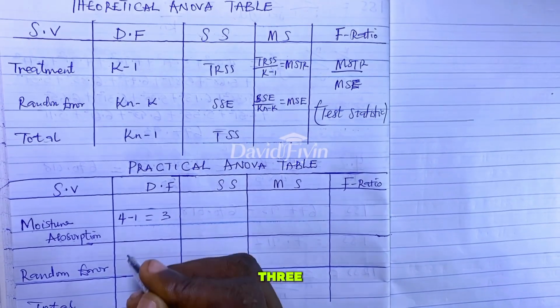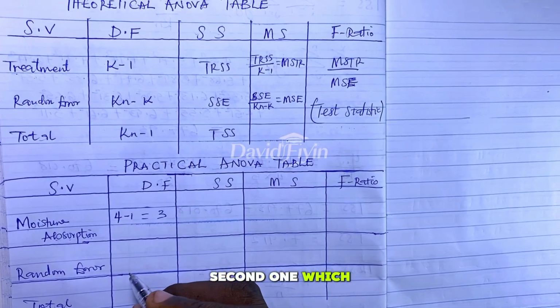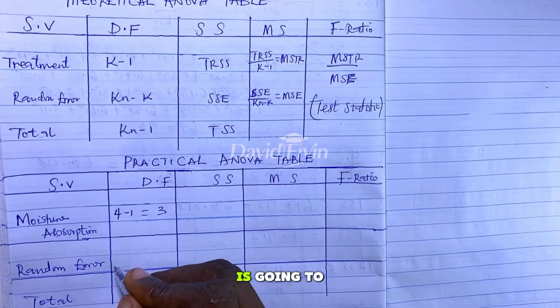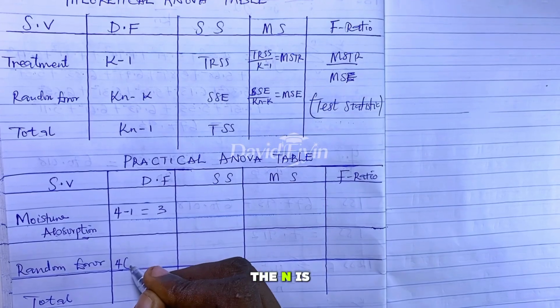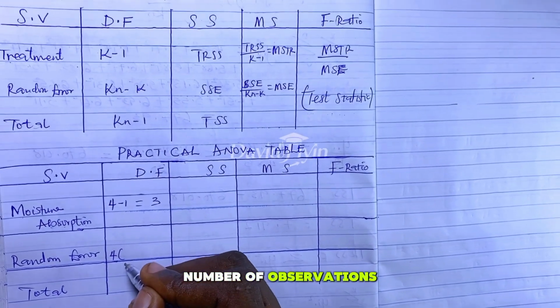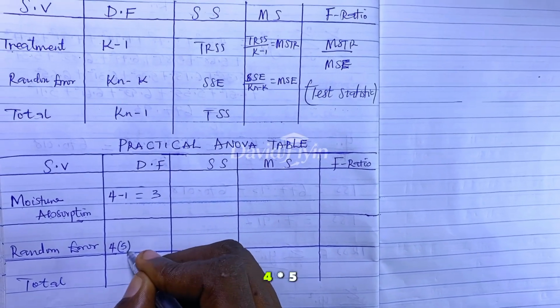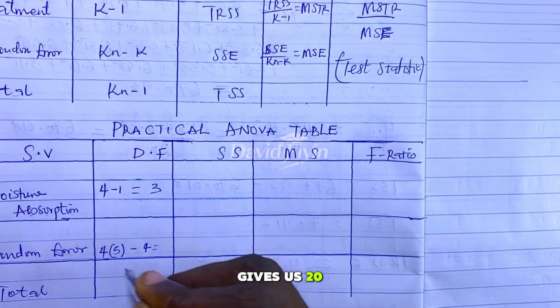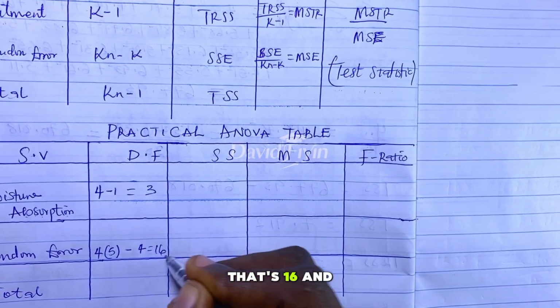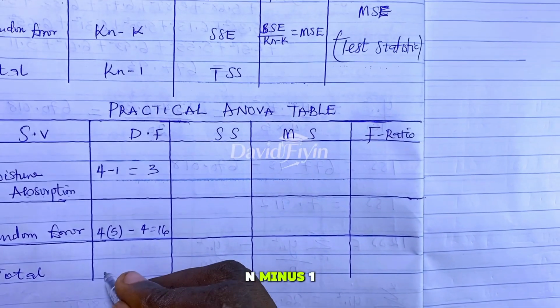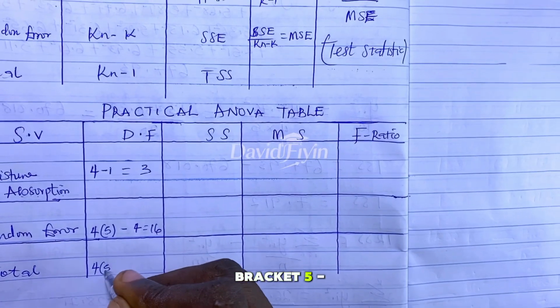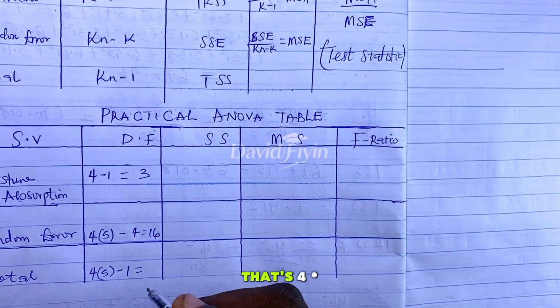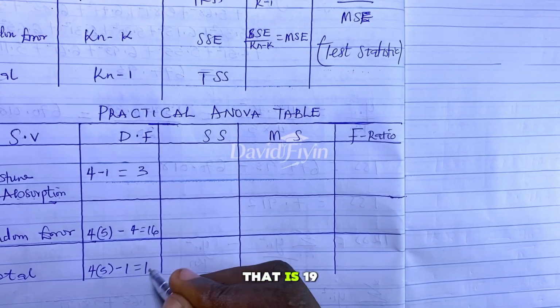That gives us 3. The second one, which is Kn minus K under the random error: N is the number of observations under each treatment, which is 5. So we have 4 times 5 minus 4, which gives 20 minus 4, that's 16. And the last one, which is Kn minus 1, that's 4 into bracket 5 minus 1, which is 4 times 5, 20 minus 1, that is 19.